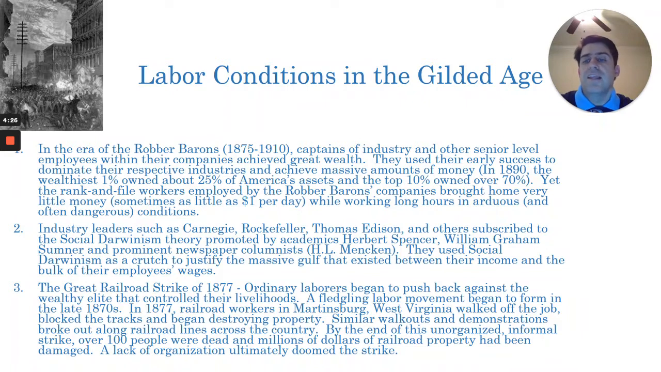In 1890, the wealthiest 1% of Americans owned about a quarter, about 25% of the nation's assets, and the top 10% of Americans in terms of wealth owned over 70% of the nation's assets. So you have a great deal of wealth and control being possessed by very few people in America.